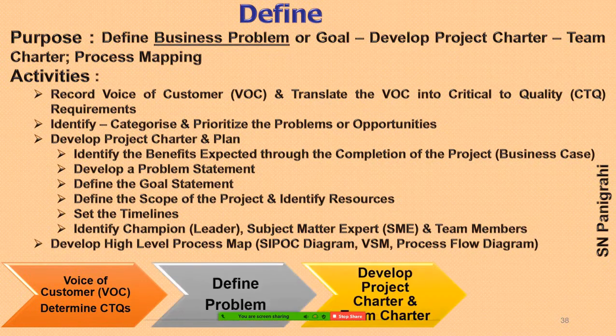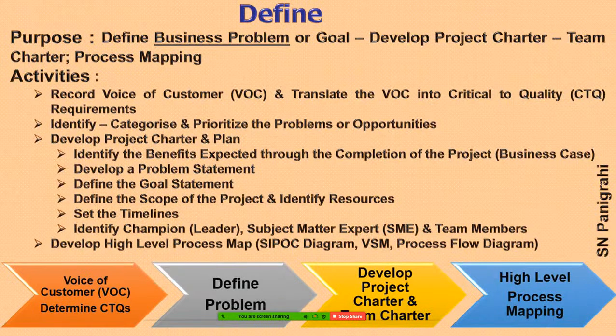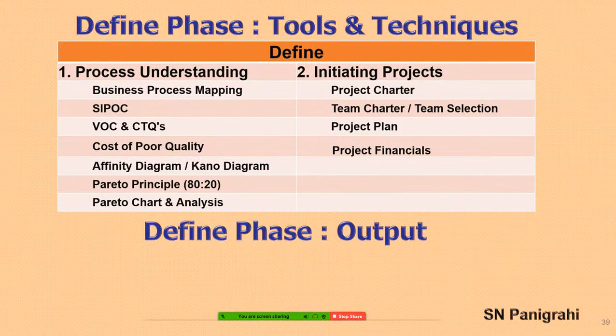Then we define the problem. Once we define the problem, we develop the project charter and also the team charter. Then high level process mapping is also done in this define phase. So broadly, we have to define what the process is at the current level, that is the current level process mapping. So this is about define. In define, various tools and techniques are used. Of course, we are not talking details here, but these tools and techniques are required, and the output of it is a project charter and high level process mapping.